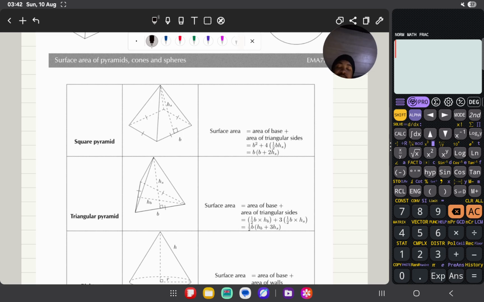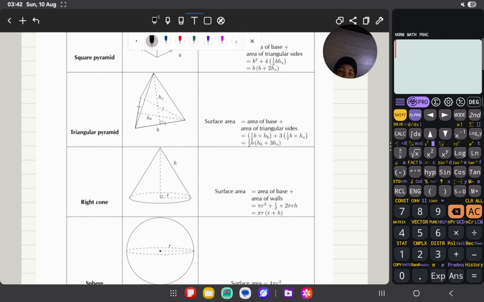So the area of those 3 triangles is 3 times half base times height, and there's the formula simplified: half base into the height of the base, multiplied by 3 times the height of the sides. These are perpendicular heights. HB is the perpendicular height of the base, HS is the perpendicular height of the sides. Cool.